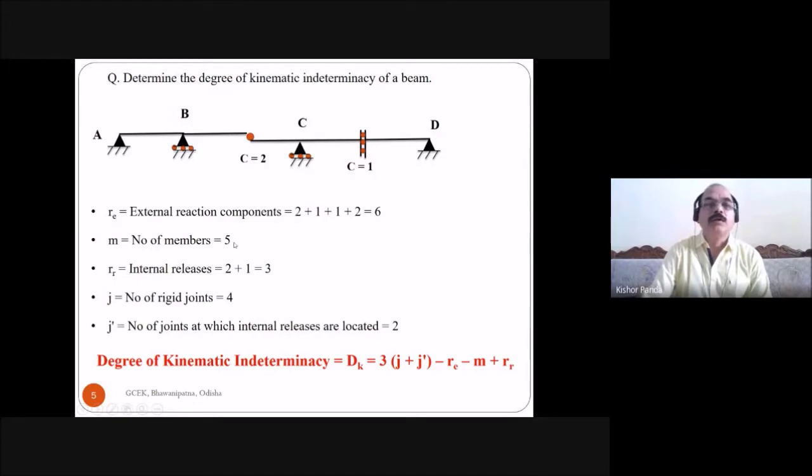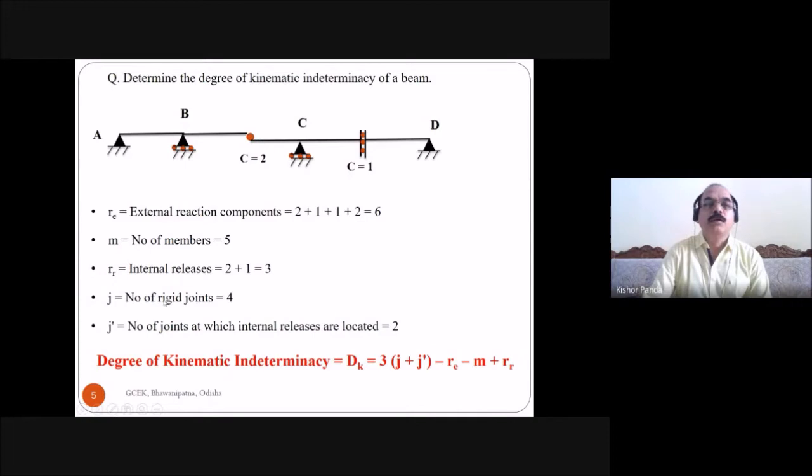Then how many members? You have to consider this is one member, this is the second member, this is the third member, this is the fourth member, this is the fifth member. So 5. Then how many internal releases are located? Here you see two internal releases for this beam and this beam, because this is the internal hinge. So two internal hinge releases are located for this one and this one, and here one internal release. So 3 internal releases are located.